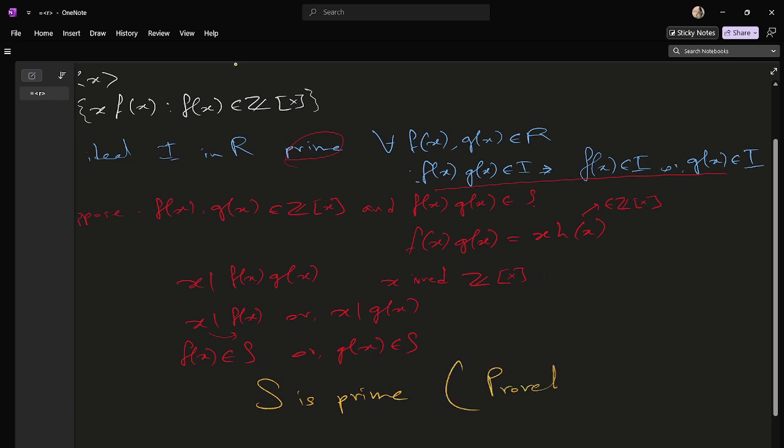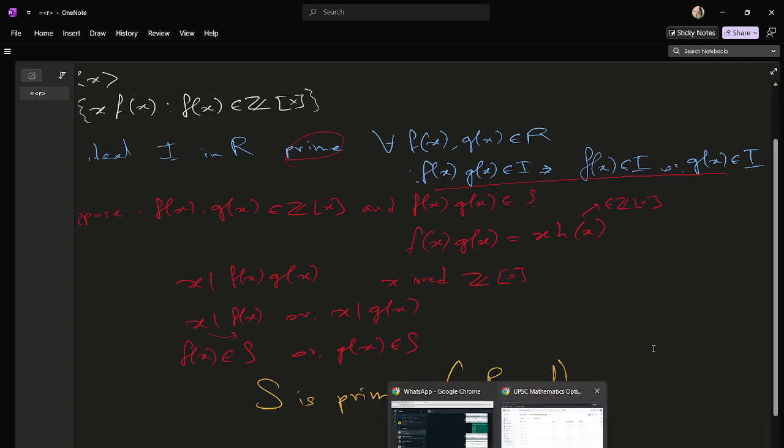This is proved here. Hope you guys understood. Again, I am saying that x divides f(x) or x divides g(x) means that x is a factor of f(x) or g(x). If x is a factor of it, then f(x) will belong in S, or g(x) will belong in S. Then the condition is satisfied for the prime ideal, so S is prime. It's proved. Now we have to go to the second part of the proof.